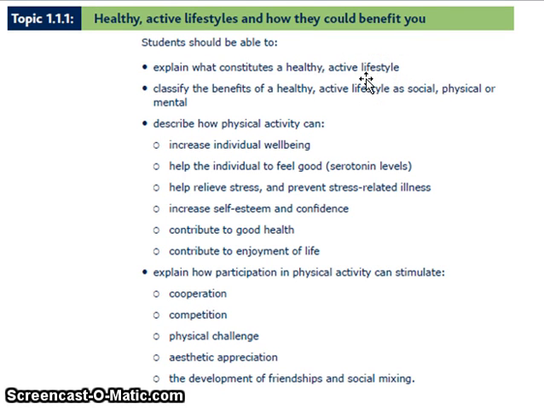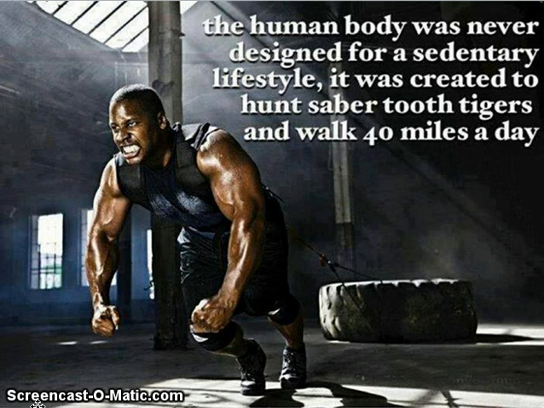So what's the definition of a healthy active lifestyle? What does it need to be made up of? What are some general recommendations? We'll be looking at classifying the benefits of a healthy active lifestyle, focusing on the social, physical and mental benefits. We'll describe how physical activity can help achieve these 6 things here. And we'll also be looking at what attributes or qualities or skills physical activity can stimulate should you seek to be involved in it.